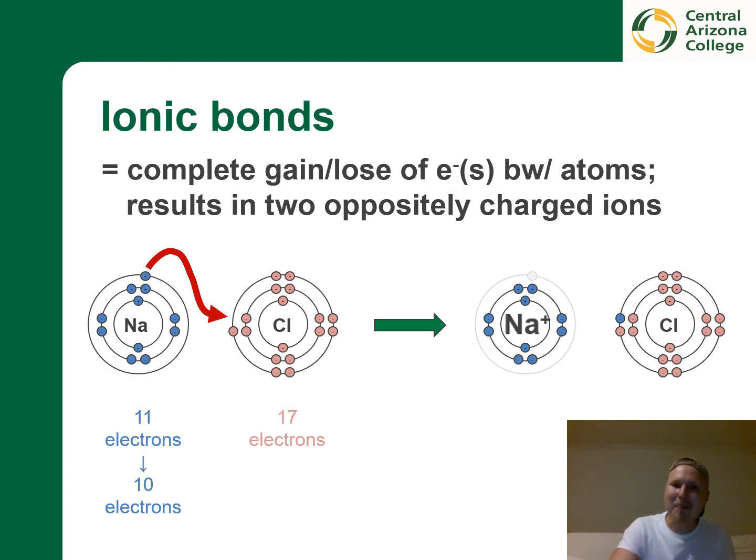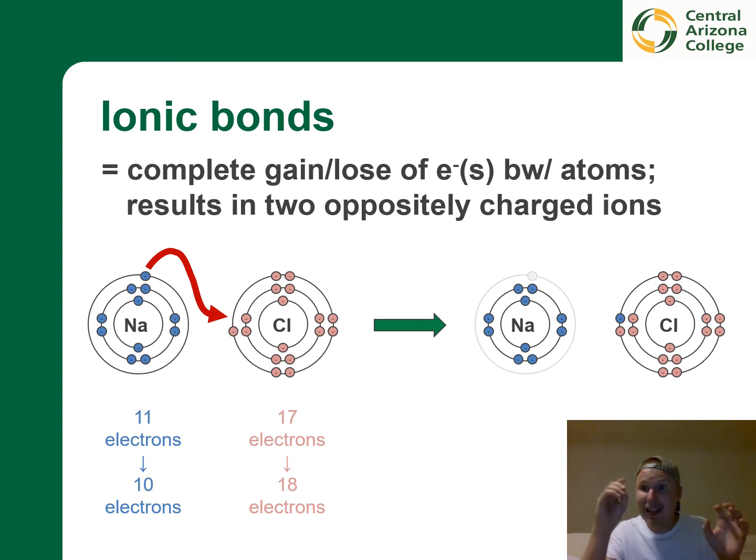And the same applies to chlorine. Chlorine had initially 17 electrons and 17 protons. Now that it has gained 1 more electron, it has 18 electrons and it still has 17 protons. As a result, the number of minuses is greater than the number of pluses. So overall, chlorine is now slightly negative.